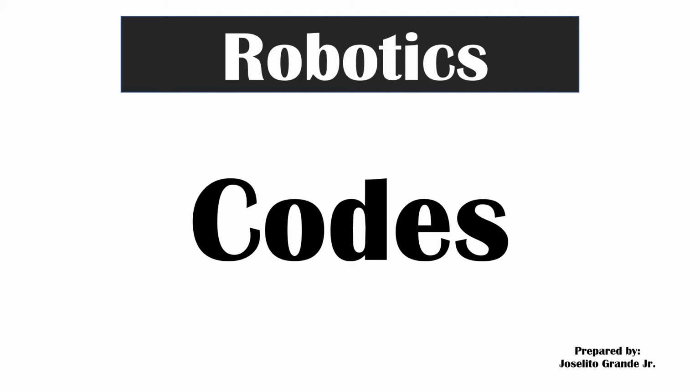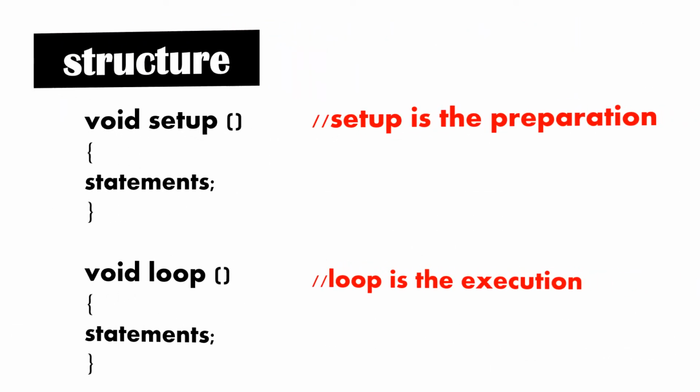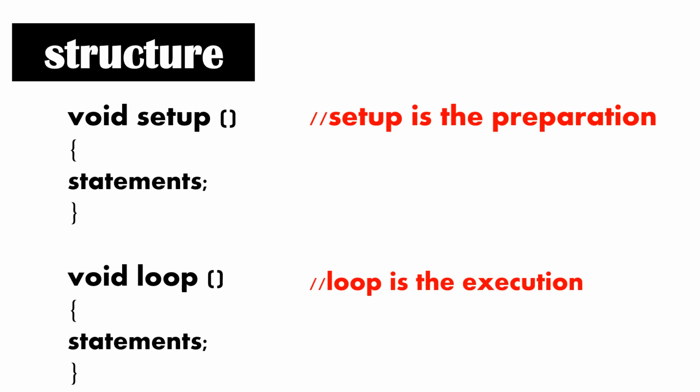So the first code, we have the void setup and the void loop. Void setup is used for preparation. Ginagamit natin siya in the past to declare the mode of digital pins na ginamit natin or gagamitin natin sa isang circuit, whether it could be an input or an output.